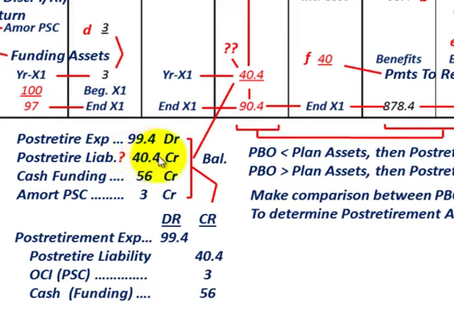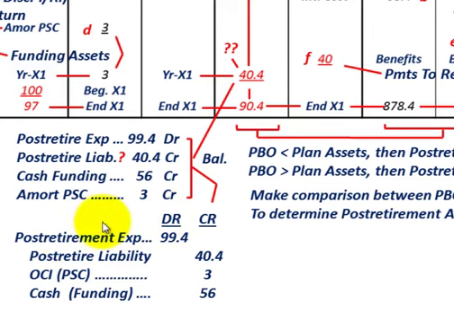Okay, that's how you determine whether you're going to have an increase in your post-retirement asset or a reduction in your asset, and you have an increase here in your post-retirement liability account. All right, we've taken care of that. Now let's go down and look at how we'd record this for the year, using those 4 accounts that we were talking about.